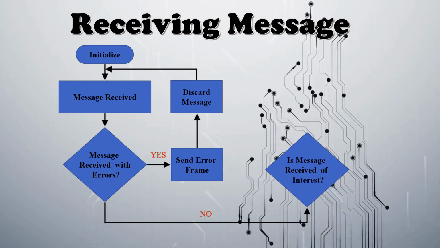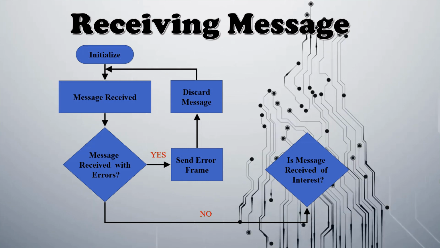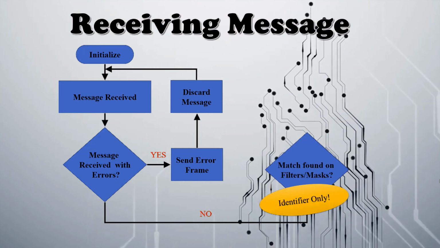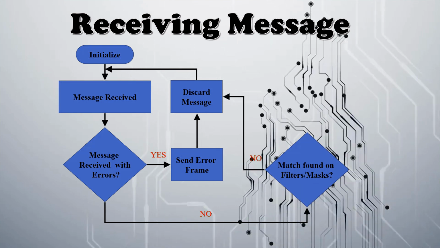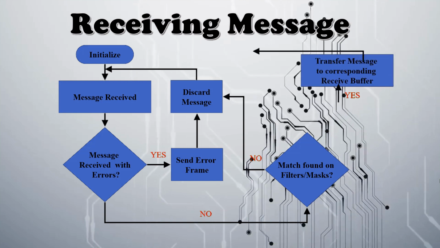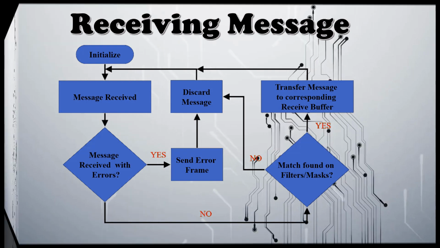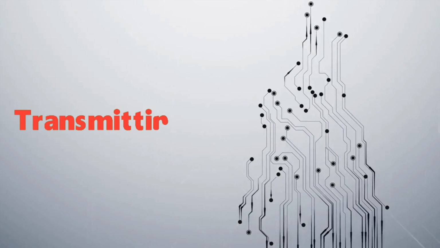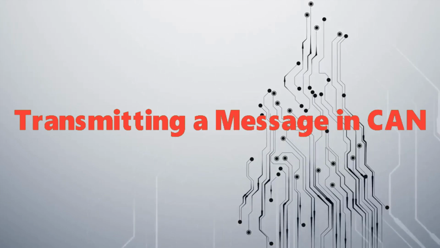If it doesn't have any error, then check whether the received message is of interest. Match found on filters and masks. It is only for identifiers. If no, then discard the message. If yes, then transfer the message to the corresponding receive buffer. Then let's move to transmitting a message in CAN.